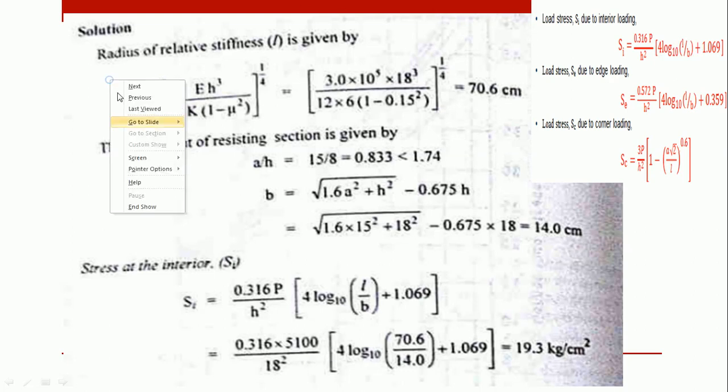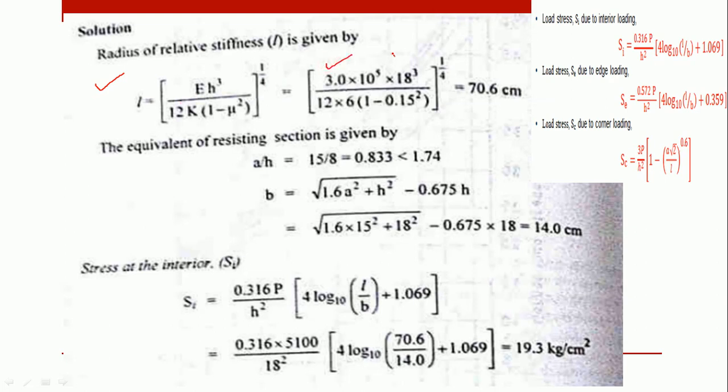For the radius of relative stiffness, we have the equation L equals the fourth root of E H cube divided by the remaining terms of the equation. E is known, H is known, mu value is known. Just substitute all the values and simplify, and you will get the radius of relative stiffness. So L is over. Now B you need to find out.